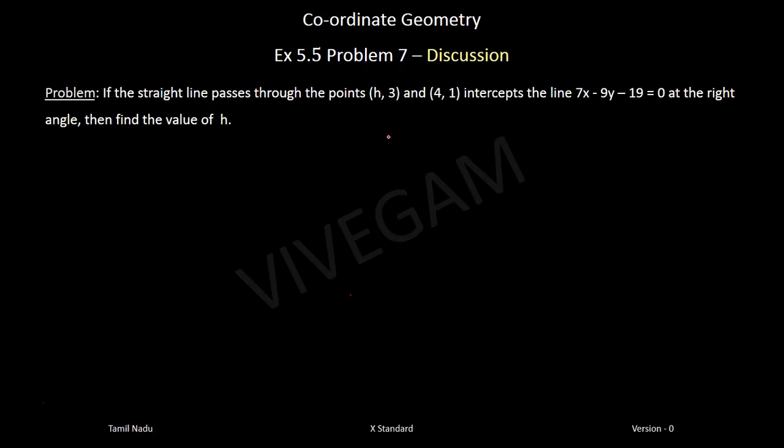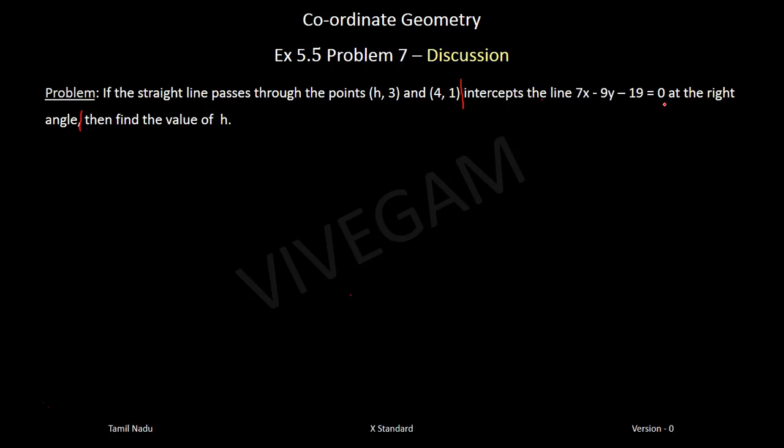The problem looks a little complicated, but we need to break it down. Here is one breakpoint: the line passes through these two points. So this part is over. Now you read this: intercepts the line at right angle. This is another breakpoint. So there are two conditions. It passes through the points (h, 3) and (4, 1) and meets the line 7x minus 9y minus 19 at right angle.